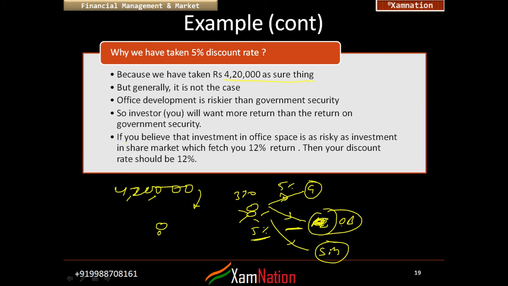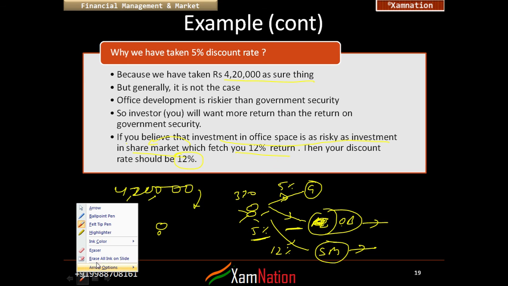Okay, so now if you assume that the share market and office building have the same risk, okay, here and here the risk is the same, and you know that the share market is giving you 12% of interest or 12% of return. So in this case, if you are choosing to invest into the office building, you should get at least 12% of interest. Okay, because by investing into the office building, you are foregoing the opportunity to earn the 12% of return on the share market. So that's why in this case, if you believe that investment in the office space is as risky as investment into the share market, which will fetch you 12% interest, then your discount rate should be 12%.